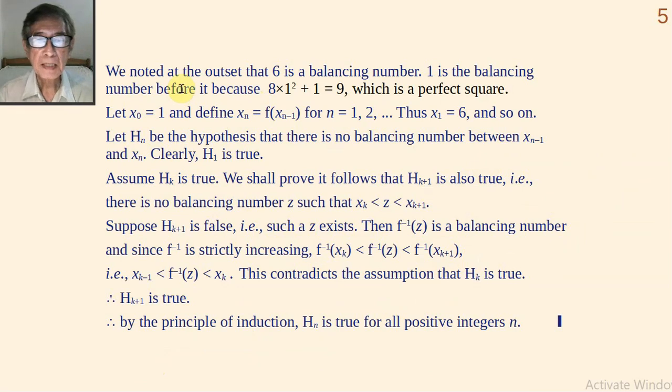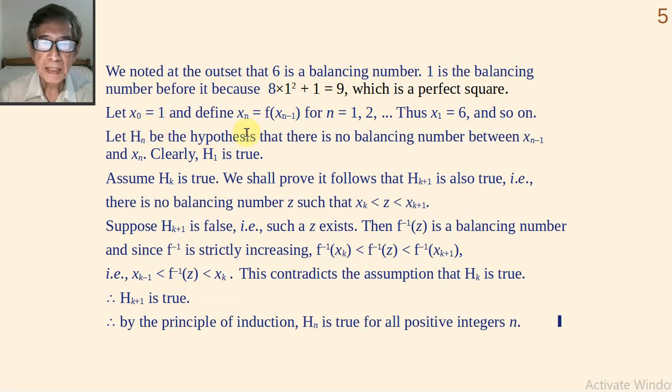We know that at the outset, 6 is a balancing number. 1 is the balancing number before it because 8 times 1 squared plus 1 is 9. So it is of that form, and this is a perfect square.